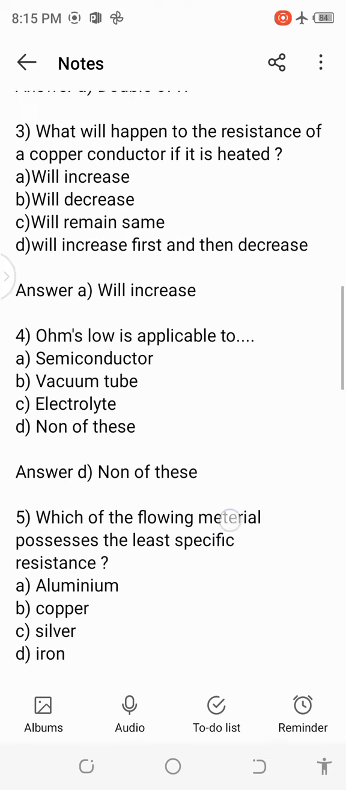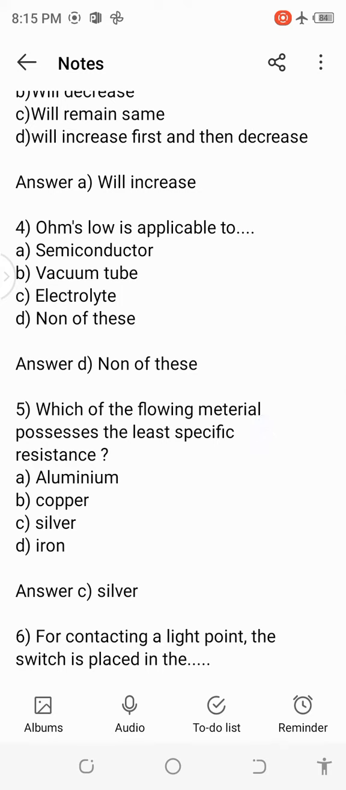4. Ohm's law is applicable to A. Semiconductor. B. Vacuum tube. C. Electrolyte. D. None of these. Answer D. None of these.